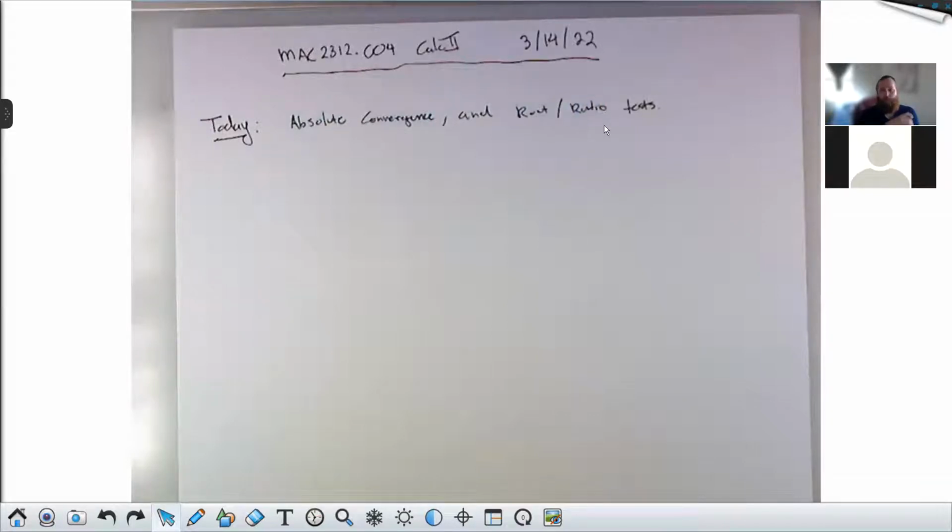These two tests are extremely convenient. You'll love these because they're easy to run. They're very mechanical. You don't need to worry so much about how you structure the logic or what sort of words you use when employing these tests, because they're very straightforward. So you just do a computation, and then based on the value of that computation, you learn whether your series converges or diverges, which is incredibly convenient.